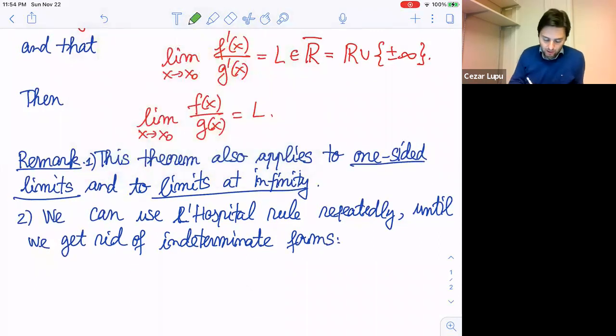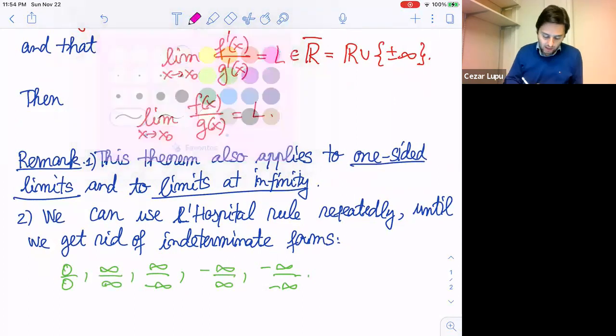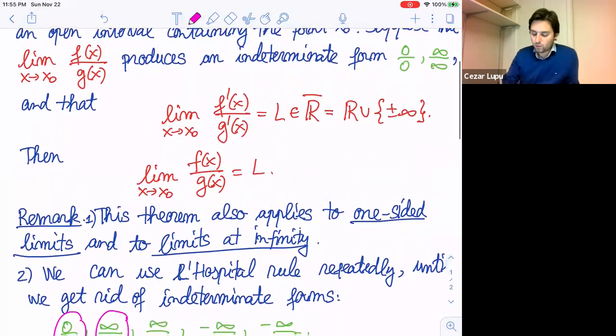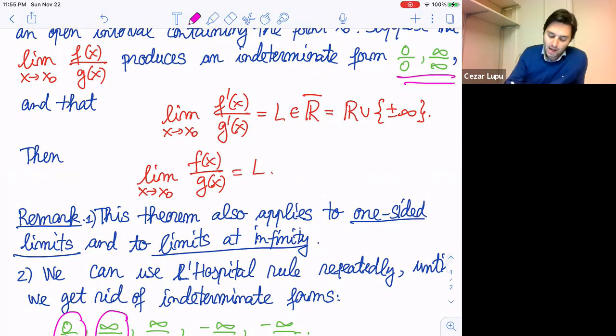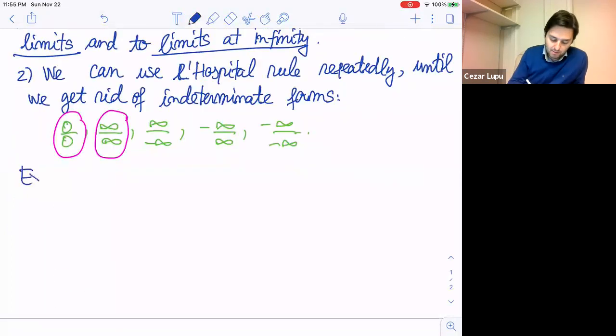So I'm going to write them like this. 0 over 0, but then infinity over infinity. And then we can have infinity over negative infinity, still an indeterminate form, or negative infinity over infinity, or negative infinity over negative infinity, which is basically the same. So everything will reduce to these two: 0 over 0 and infinity over infinity. Keep that in mind. When you have these two, then you can easily apply the L'Hopital rule. All right, and now let's see some examples. So the first example that I have in mind, so examples.